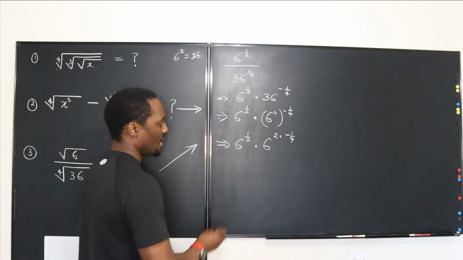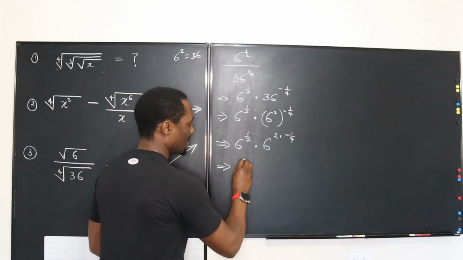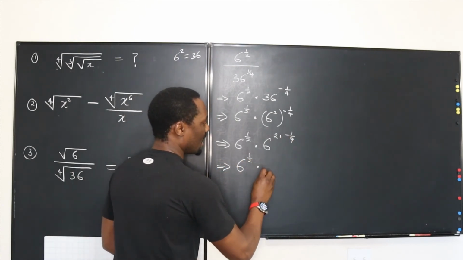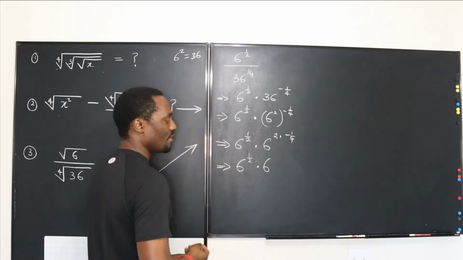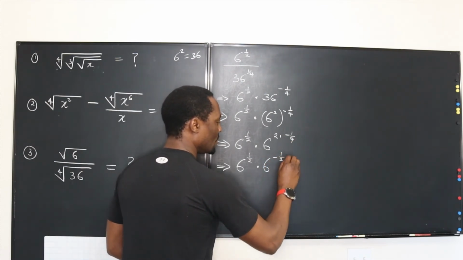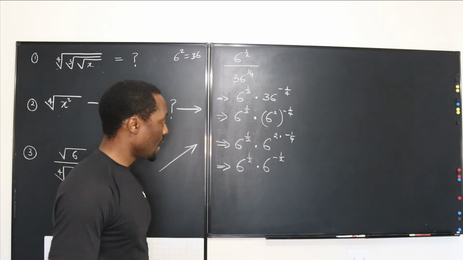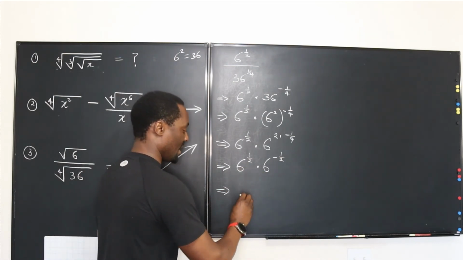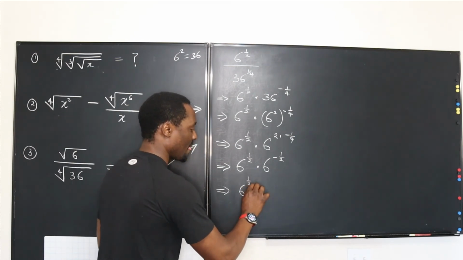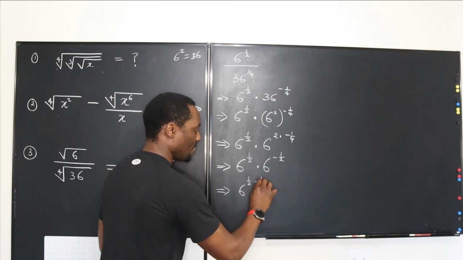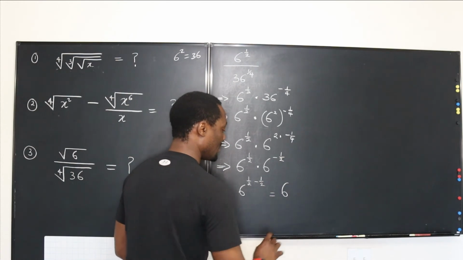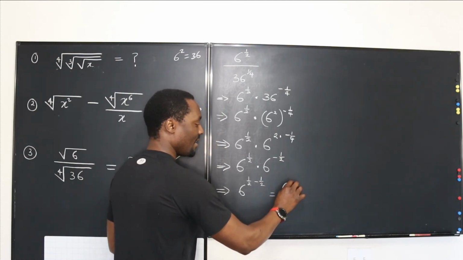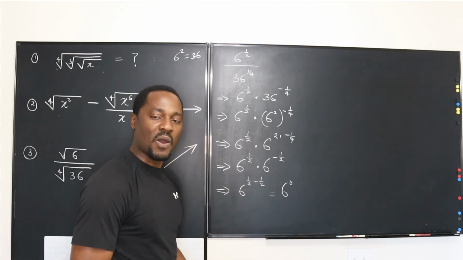What's the answer to this? It looks like 2 times negative 1 over 4 will be negative 1 over 2. Interesting. What does that give us? Well, remember, when you're multiplying, you just add the exponent. That's going to be 6 to the 1/2 plus negative 1 over 2. Ooh, that gives us 6 to the 0. What's 6 to the power 0?